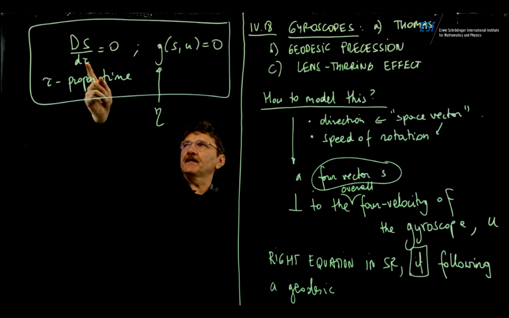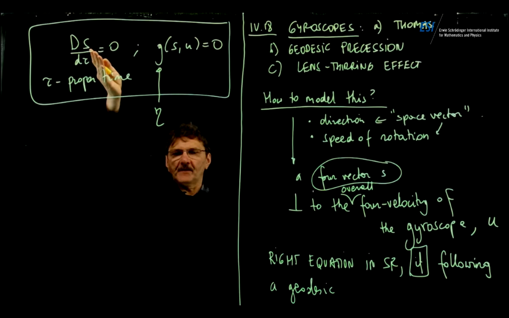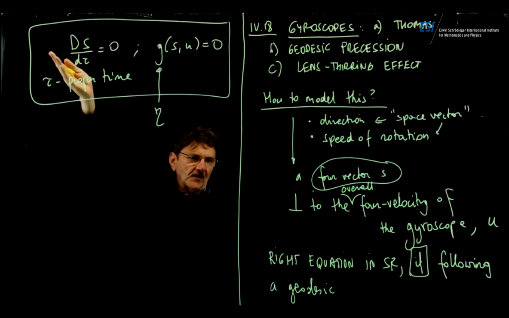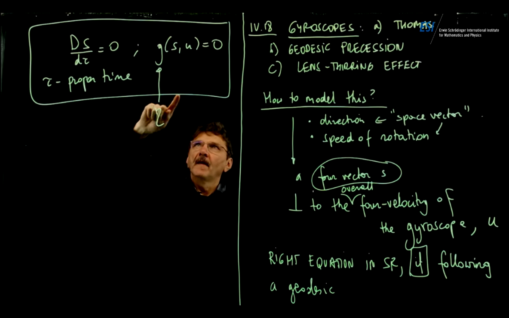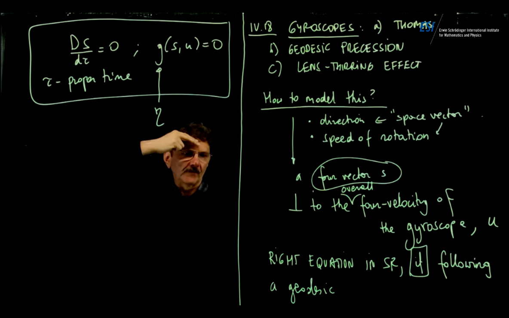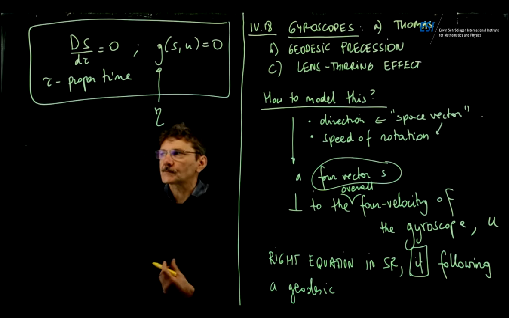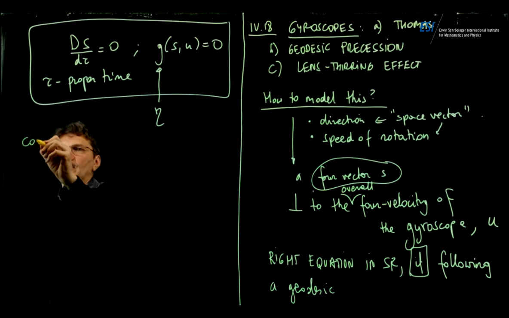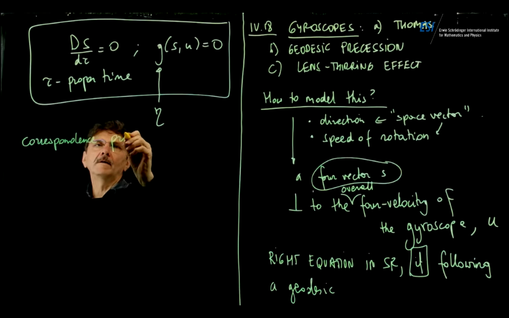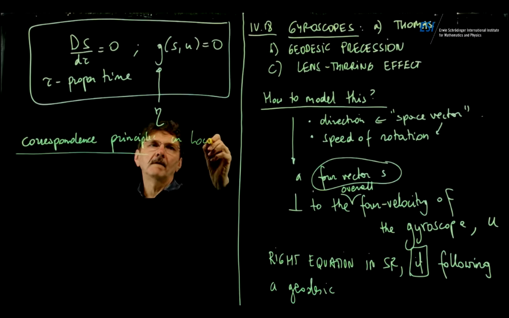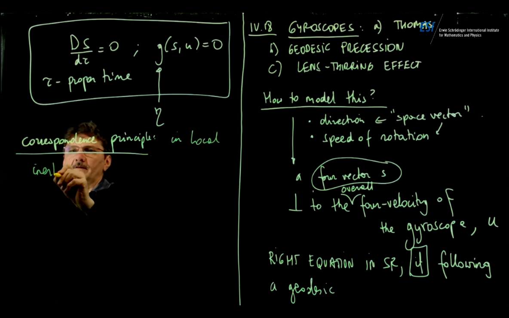So in Minkowski spacetime, the equation would be just nothing changes. I've written here the covariant derivative, but the covariant derivative is just partials in natural coordinates. And this vector should be space-like. So in its rest frame, it should be orthogonal to the four velocity. And that's it. So now we invoke the correspondence principle. In local inertial coordinates, this is the right equation.